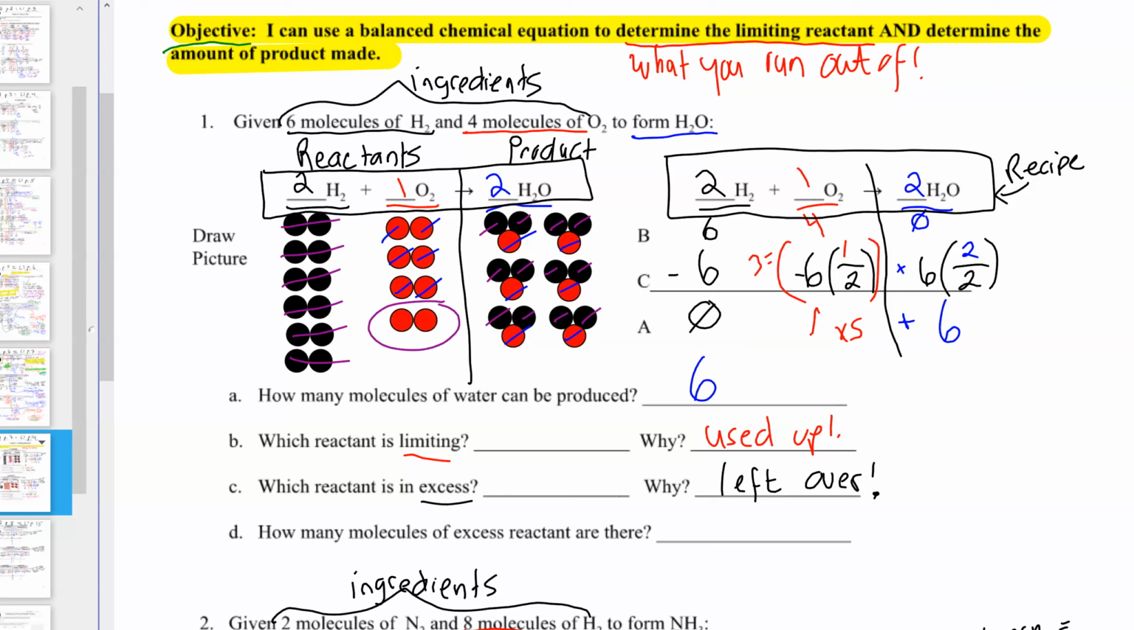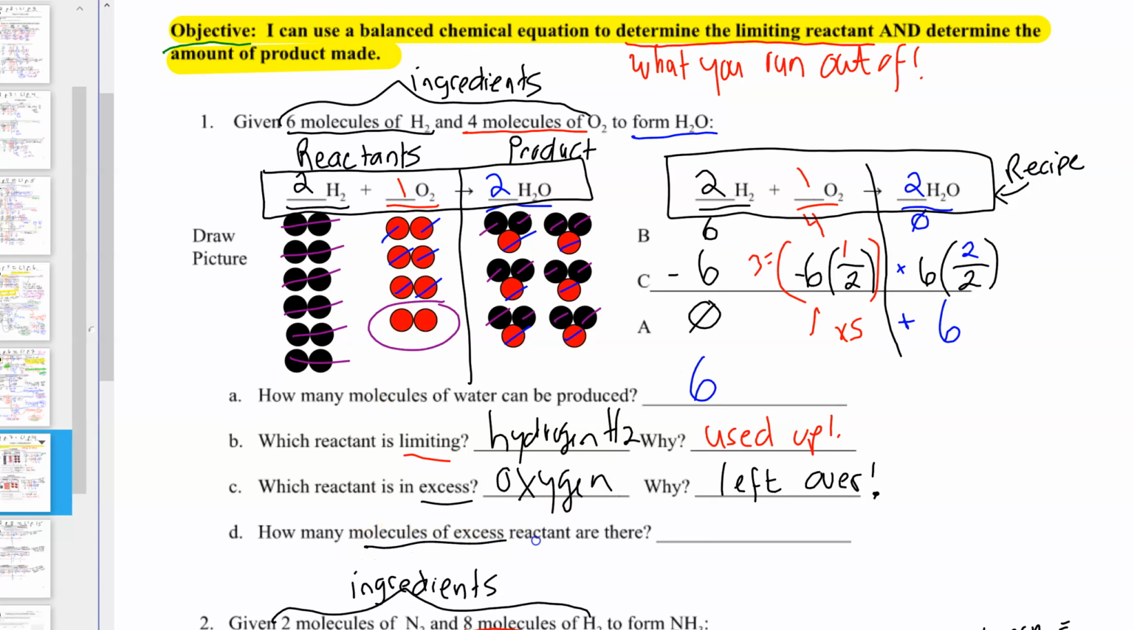So we were just saying that we could make 6 water and that would exactly use up all the hydrogen and leave 1 O2 left. So what reactant is limiting? That's going to be the hydrogen, the H2, because if you look at our picture, it all got used up. What is in excess? That's the oxygen. Why? Because there's some leftovers.